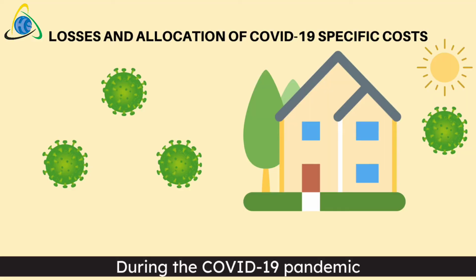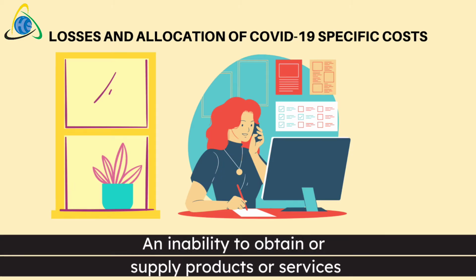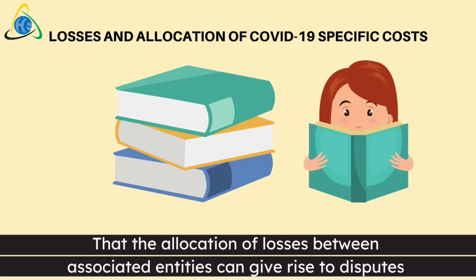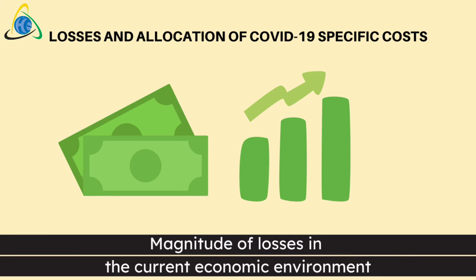During the COVID-19 pandemic, many multinational groups have incurred losses due to a decrease in demand or an inability to obtain or supply products or services because of exceptional non-recurring operating costs. The guidance acknowledges that the allocation of losses between associated entities can give rise to disputes. Therefore, it requires consideration given the increase in the frequency and magnitude of losses in the current economic environment.